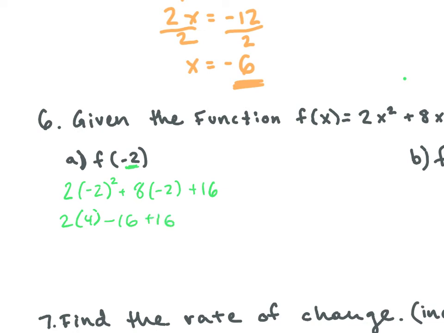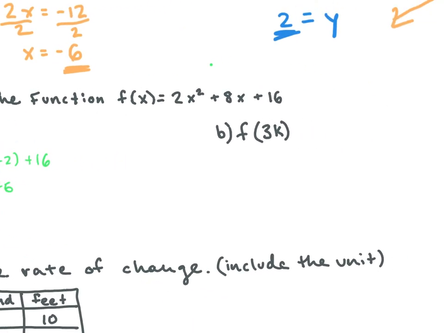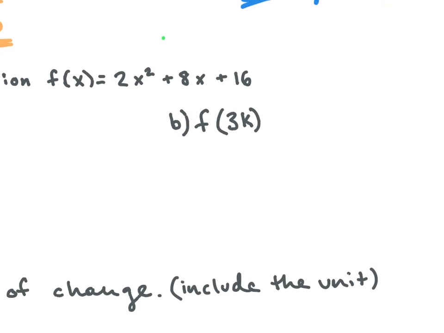So negative 16 plus 16 cancel out. We're just left with 2 times 4, which is 8. So f of negative 2 is equal to 8. Now for b, we're plugging in 3k into all of our x's. So we have 2 times 3k squared plus 8 times 3k plus 16.